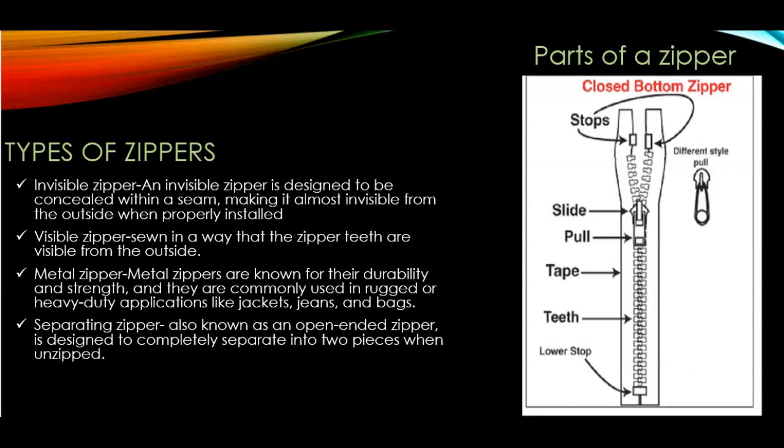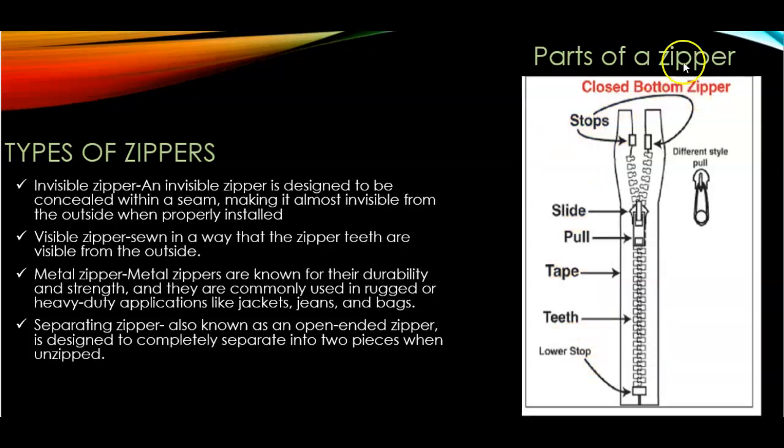We have the parts of a zip. We have different parts of a zip. We have the stops, the top slide, the pull, the tape, the teeth, and we have the lower stop. The lower stop comes in different colors.